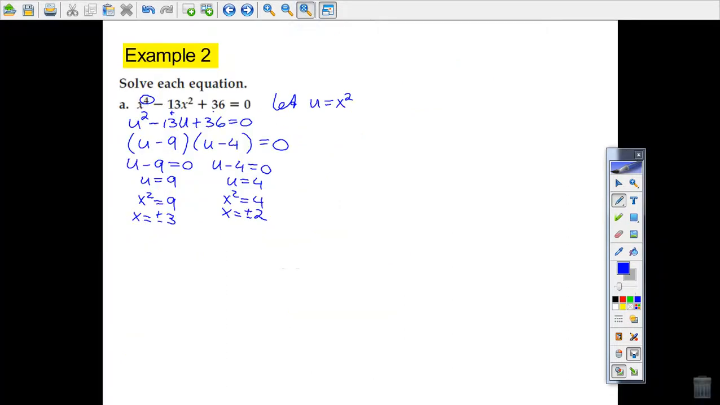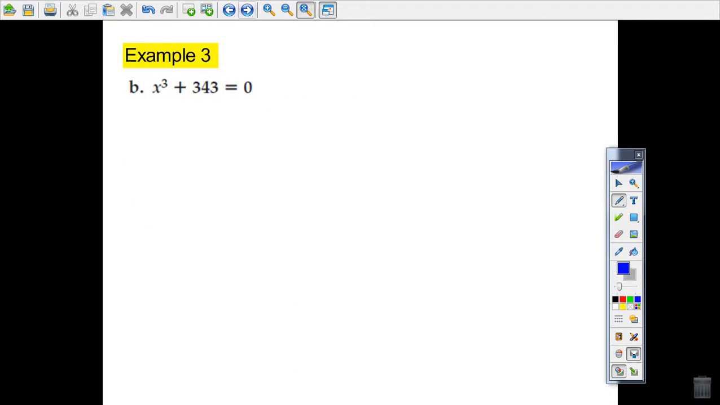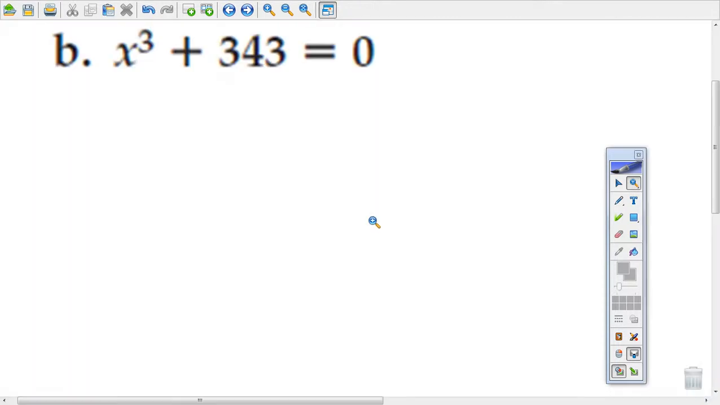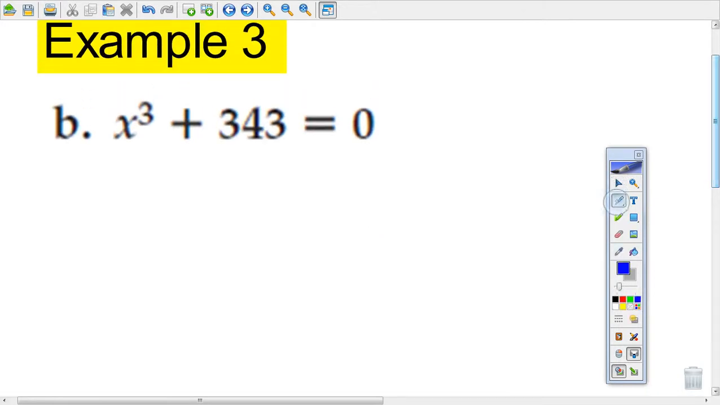Okay, ready for another? Now, not all of these are necessarily u substitution ones. This one's not a u substitution problem. Why? Well, because it's an odd degree for one. But can you use your skills, your facts about cubics or quadratics and factoring to come up with a way to solve this?